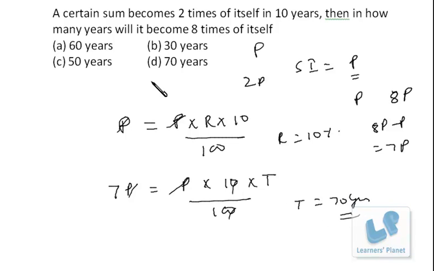So time is 70 years. Here you have to be very clear that if amount is getting double, that means the simple interest will be the difference between the original amount and the new amount. Okay.